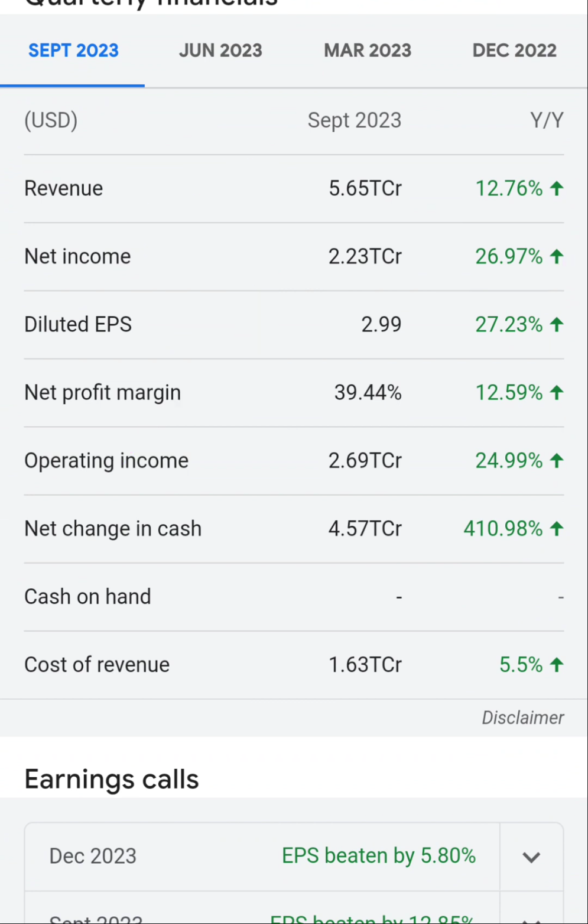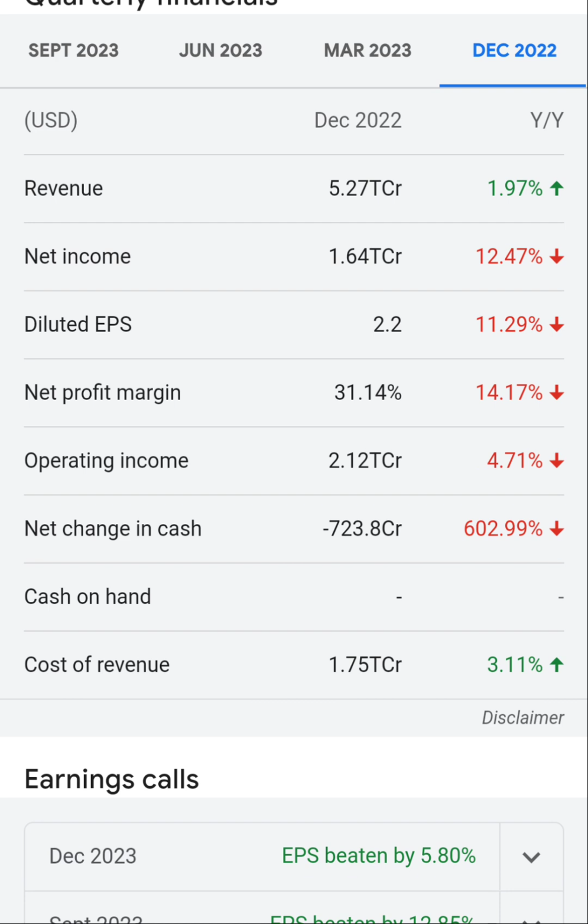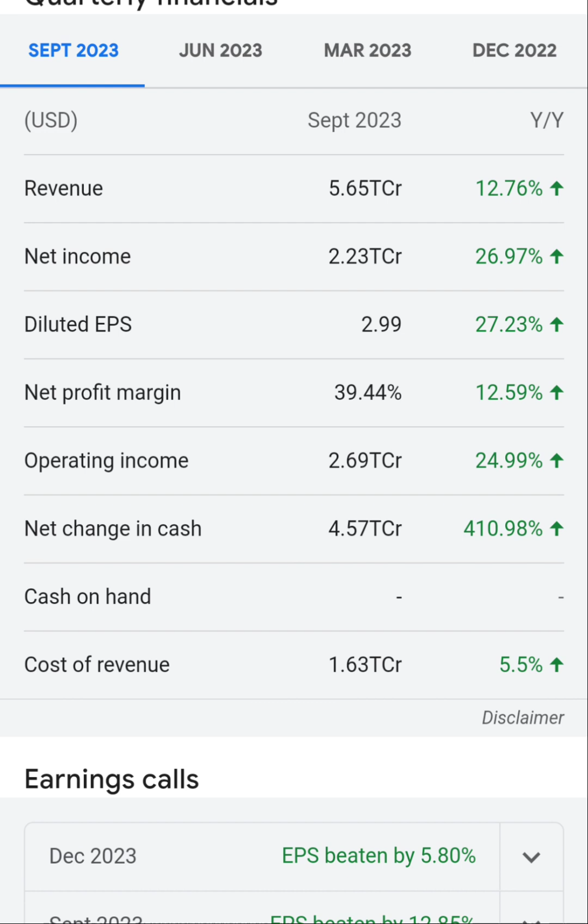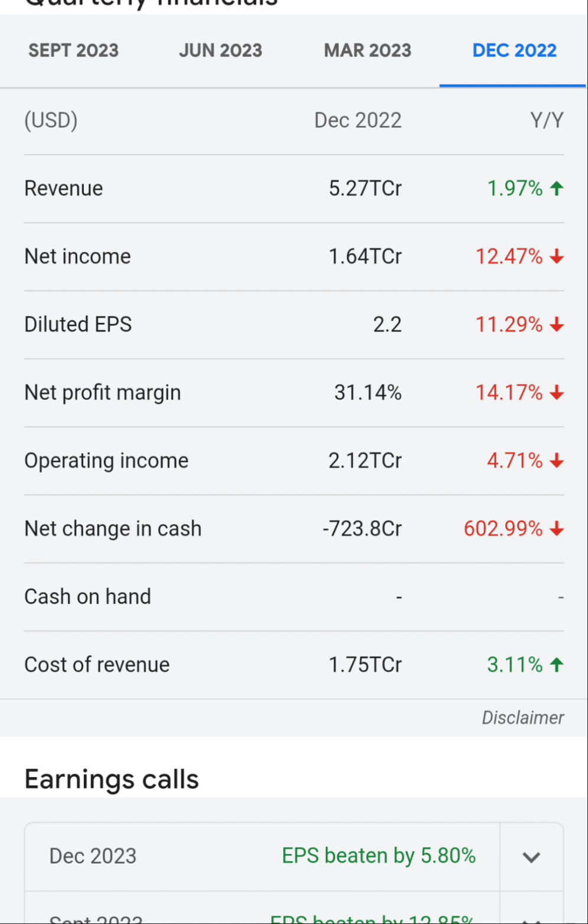If you look at the last 1 year diagram, you will see that the net income in the December quarter decreased by 12%, but in the March quarter it increased by almost 9%, in the June quarter it increased by almost 19.96%, and in the September quarter it increased by almost 26%. So growth is seen in the net income, and if you see the revenue growth, you will see that revenue has constantly grown in this stock.